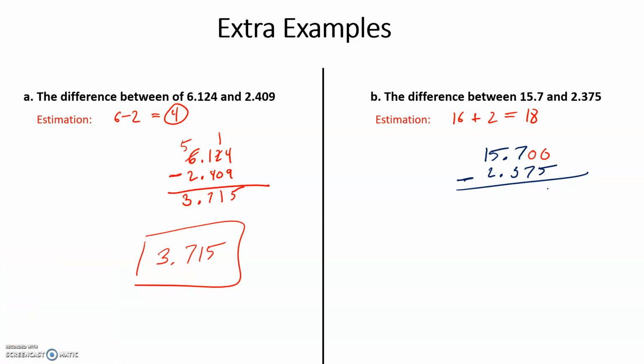0 minus 5, so 10 minus 5 is 5. That becomes a 9. 9 minus 7 is 2. That becomes a 6. 6 minus 3 is 3. Drop my decimal down. 5 minus 2 is 3. And then that 1 drops down. So my answer is 13 and 325 thousandths.